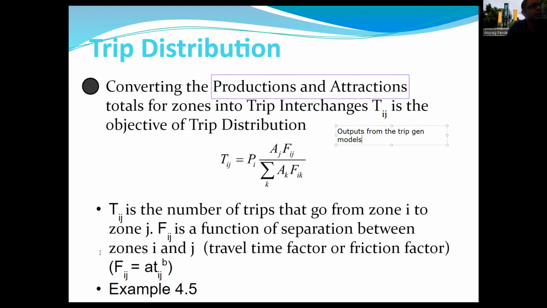Fij, a function of separation between the zones. How do you estimate that? And then I solved example 4.5 and I posted that video online on your Canvas page. I'll also link that same video in the comments of this YouTube video as well. So go ahead and watch that and make sure that you understand all of that. There will be a homework problem and an exam problem on this as well.